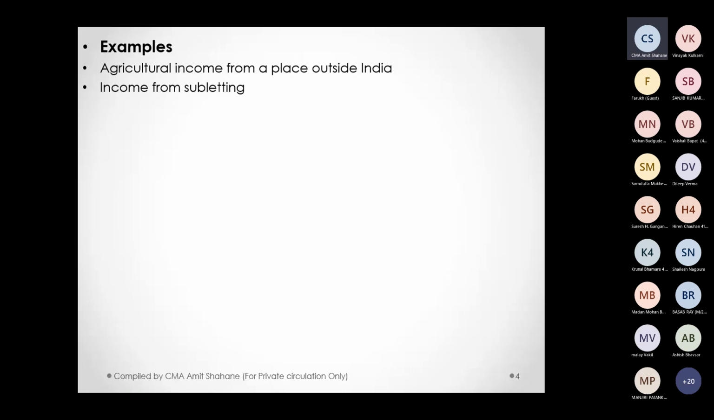Suppose this residual head would not have been there, what would have been the case? B will say, see, house property says the assessee should be the owner of that property. I am not the owner, and therefore whatever income I am receiving is not chargeable to tax. To avoid this, this particular residual head has been introduced. Whatever B receives from C is not letting, it is subletting, and this subletting income is chargeable under the head income from other sources.